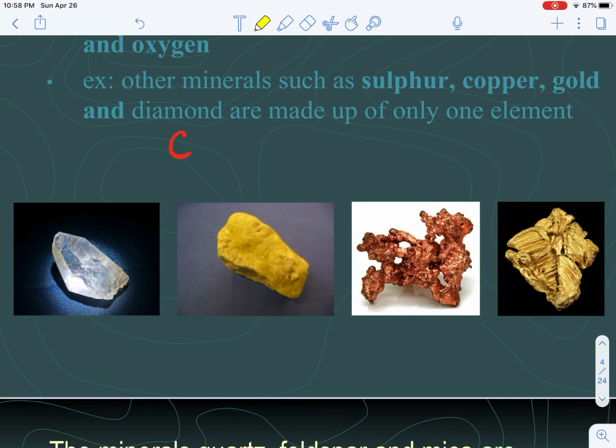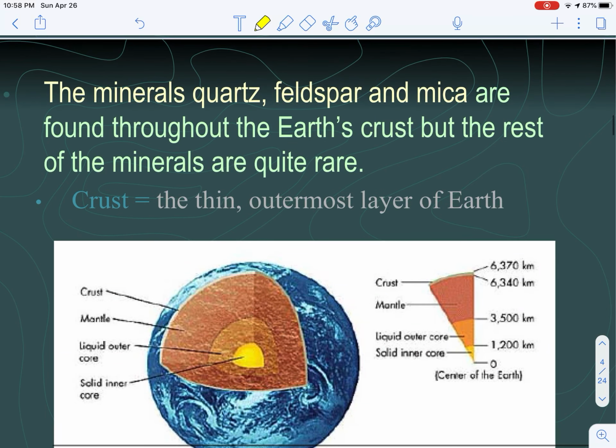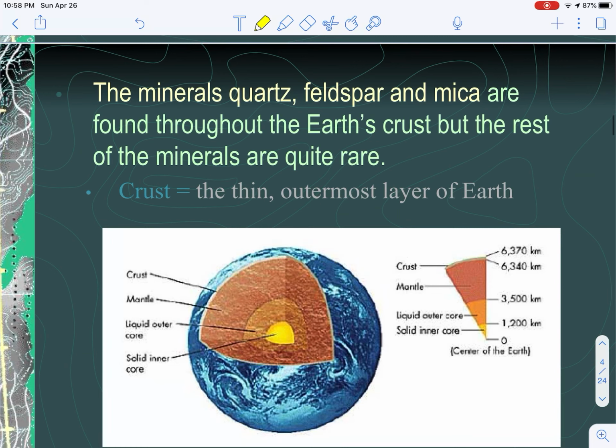Okay, here are some examples of some minerals, and they're always pretty cool to look at. The three that are most found in the Earth's crust are quartz, feldspar, and mica. Those are the three minerals.